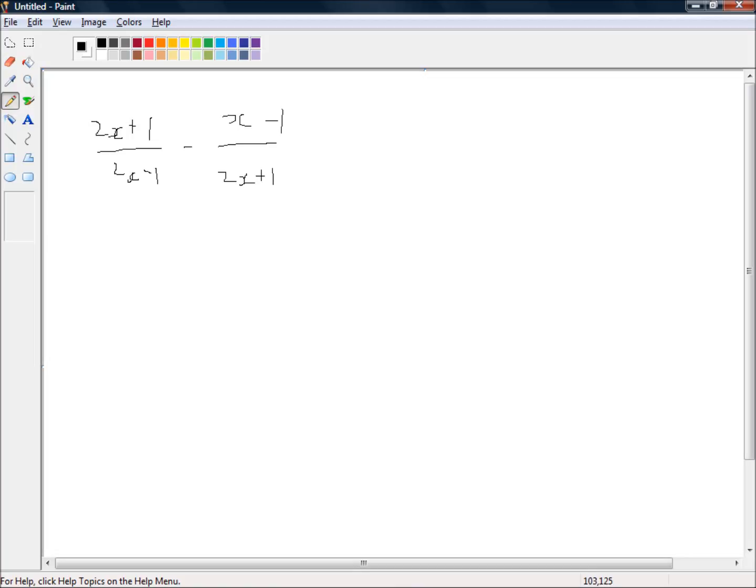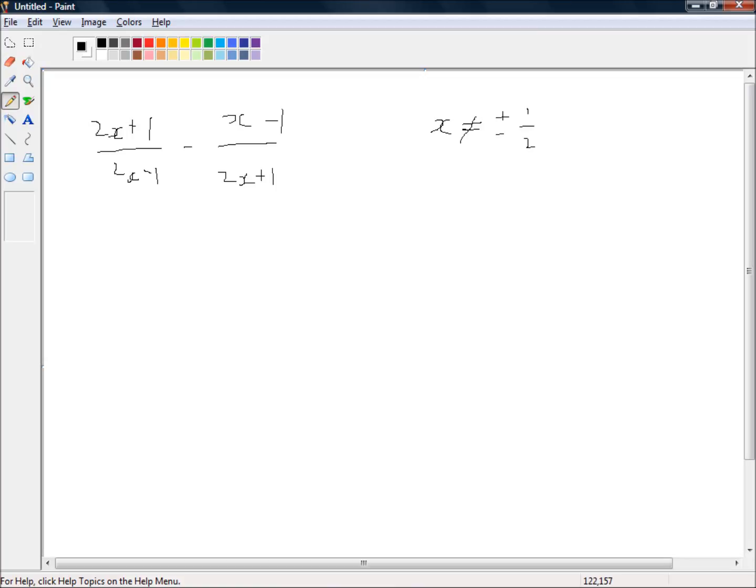Okay, so our first job is to stipulate what values for x are not acceptable. Well, if x was a half, then 2 times a half is 1, and 1 minus 1 is 0. And if x was negative a half, then 2 times negative a half is negative 1, and negative 1 plus 1 is 0. So x cannot be positive or negative a half, or else one of the two denominators would go to 0. So that being stipulated, let's have a look at what we've got.